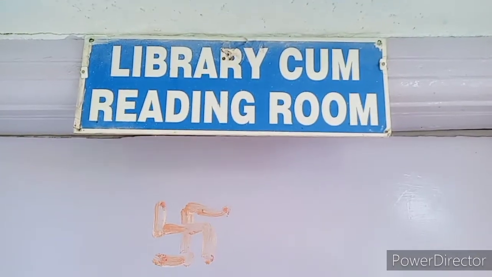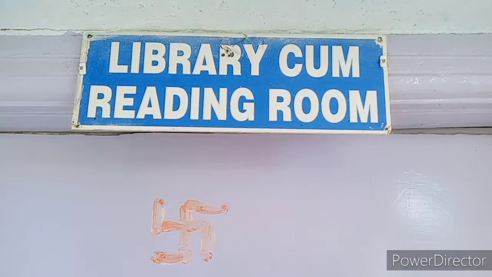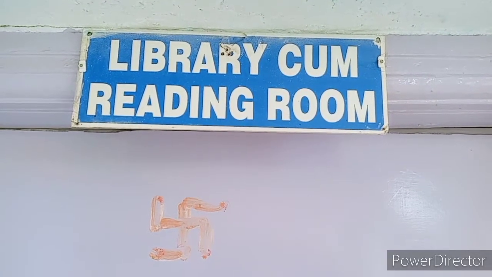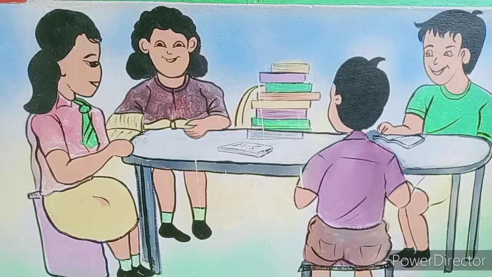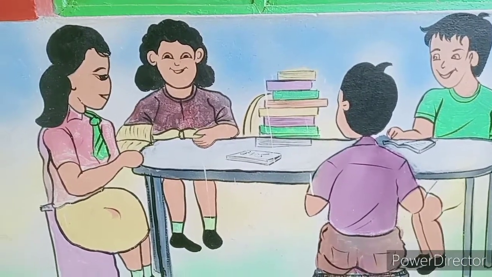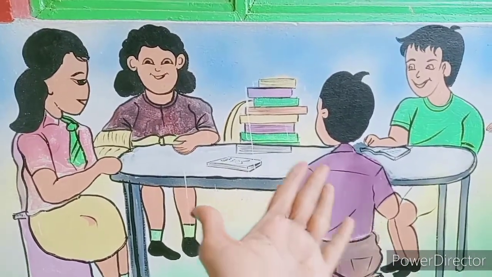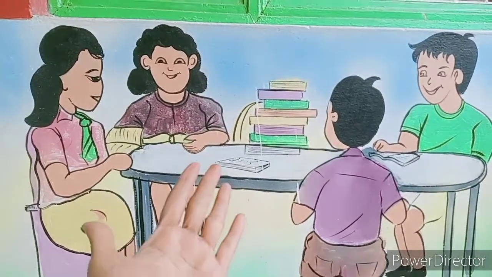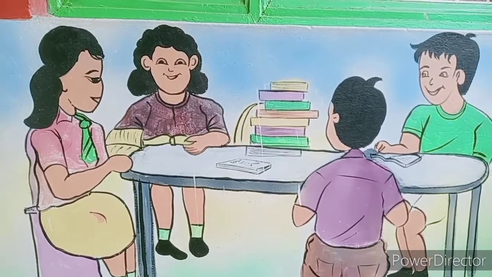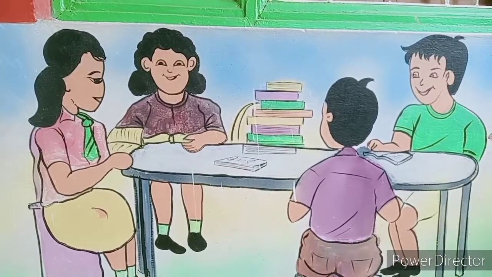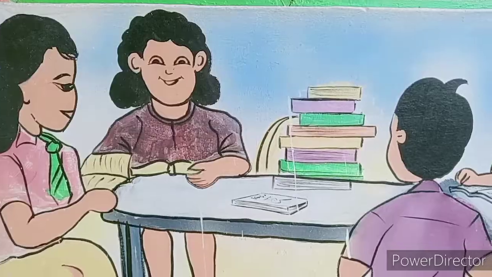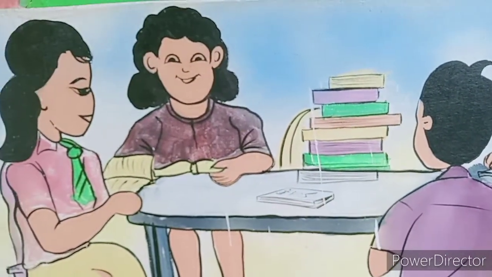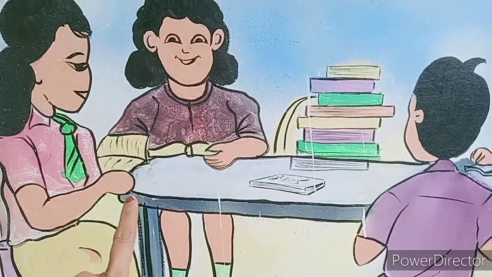Yes, dear kids, this is our library, where we used to sit and read the books. Look here, many of your friends are sitting here, and what are they doing? They are reading the books. Look here, dear kids. So many books are kept here, and children are sitting and reading books.